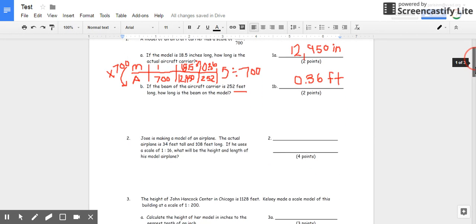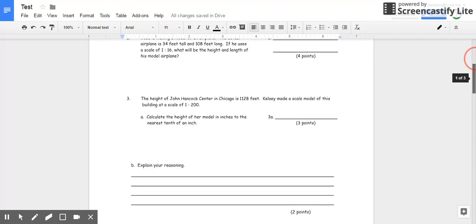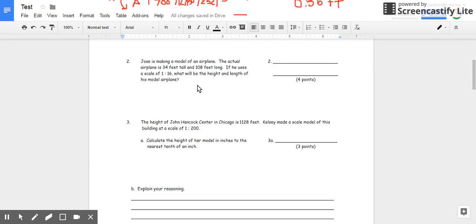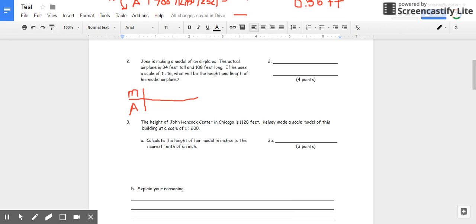Now going down to question number 2. Again, I see a ratio, so I know I'm going to have to make a table. Numerator model, denominator actual. So looking down here, I have a scale of 1 to 16. That's going to be my ratio.